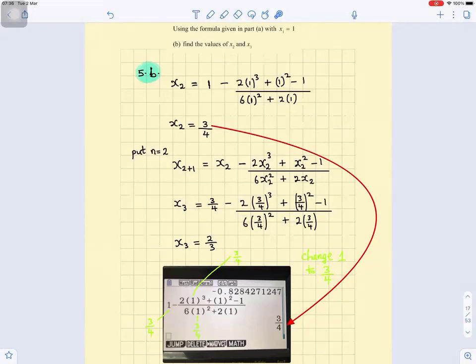And what you can do in your calculator, after you have done the first one, don't delete it in your graphics calculator. All you do, you go and change the 1 to 3 over 4. Wherever you see 1, you change it to 3 over 4. And that will give you your next answer. So it's quicker. Or you can just retype it all over again.